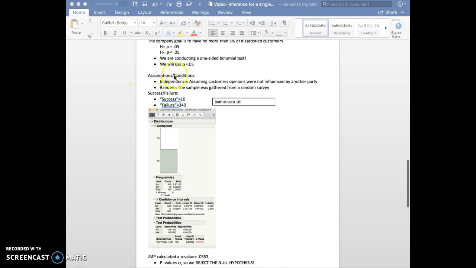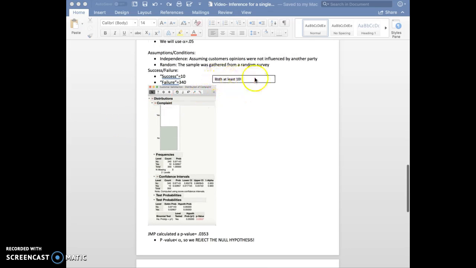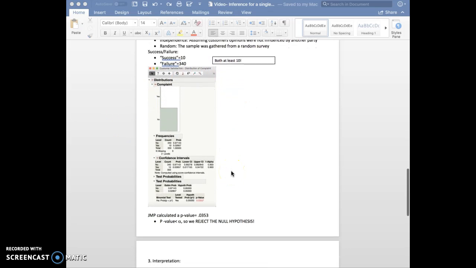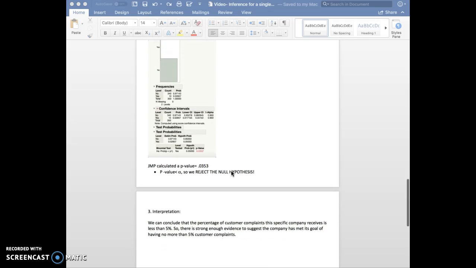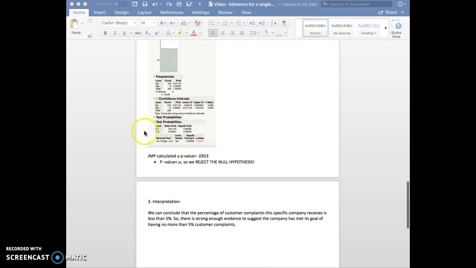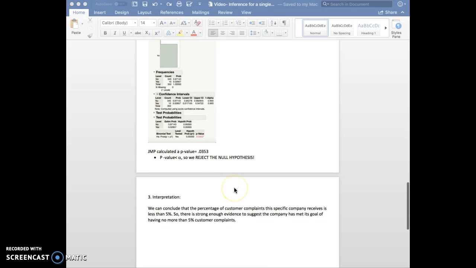I have also listed out our assumptions and conditions, and also our success and failure. Both are at least 10, so we are good to continue. So here are the test probabilities. JMP calculated a p-value of 0.0353, and since our p-value is less than our alpha level of 0.05, we choose to reject the null hypothesis.